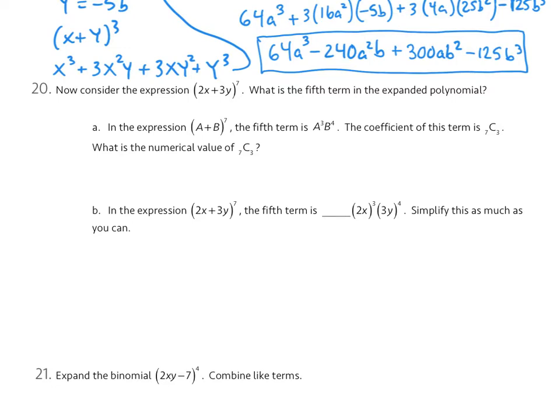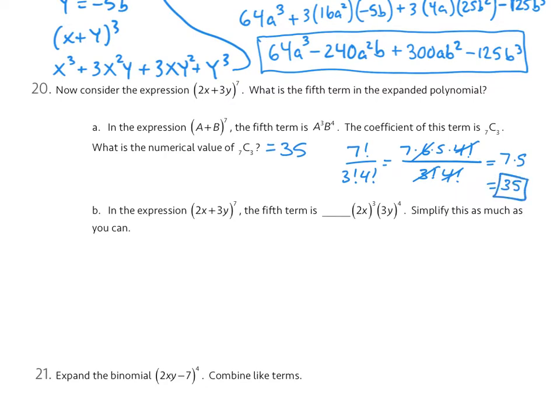Well, you can do this by hand, or you can do it with a calculator. If you type it into a calculator, you get 35. If you did it by hand, it would be 7 factorial over 3 factorial times 4 factorial, which is 7 times 6 times 5 times 4 factorial over 3 factorial times 4 factorial. These 4 factorials cancel out. 3 factorial is 3 times 2 times 1, which is 6, and that leaves 7 times 5, or 35.